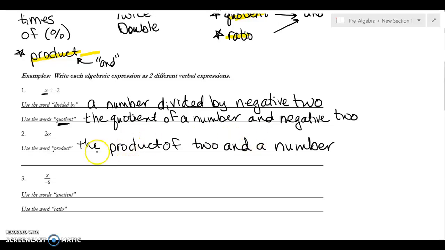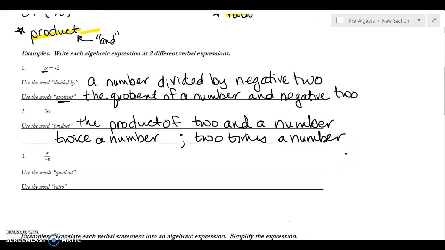All right, whenever I have 2 times something, I love the word twice because it makes it short. Twice a number. You could also say 2 times a number. So those are all different options. So what I'd like you to do is I'd like you to try number 3, and when you think you're ready, press play to check it.